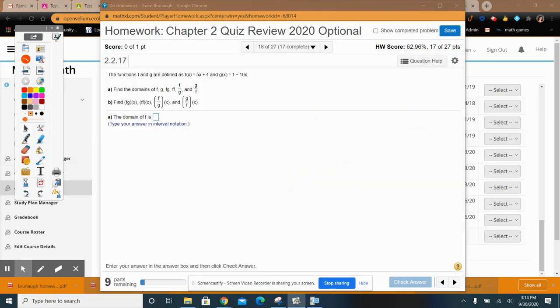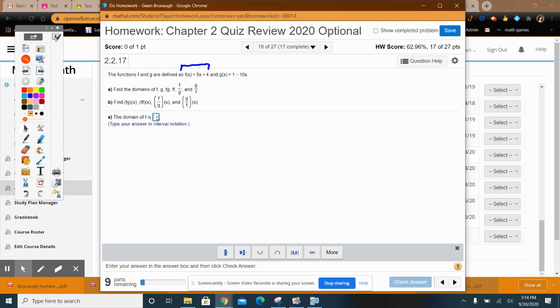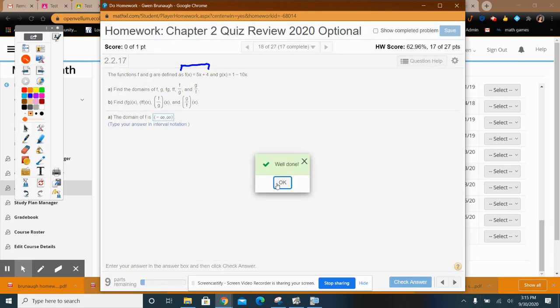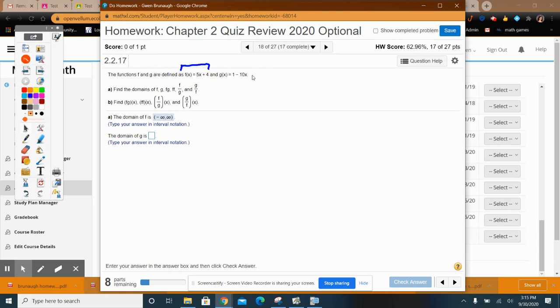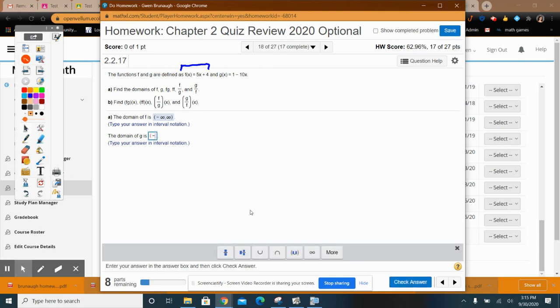Okay, this one is the doozy problem. All these different functions. Take a look. I have a line. Well, what's the domain of a line? Negative infinity, positive infinity. The next guy is also a line, so it also does not have a risk factor. So also negative infinity, positive infinity.